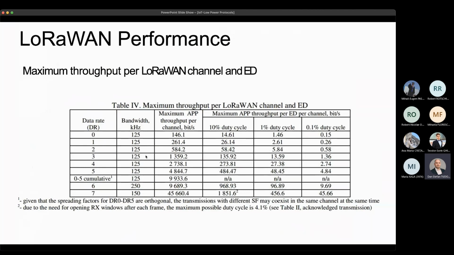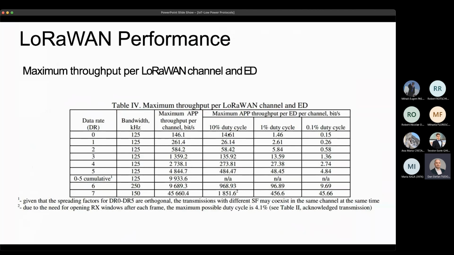In this table, you have the maximum throughput per LoRaWAN connected end device. Again, you can see the maximum throughput through each channel in bits per second. So from data rate 0, it's very low, 146 bits per second, to data rate 7, which is roughly 45 kilobits per second. And of course, this is at 100% duty cycle.